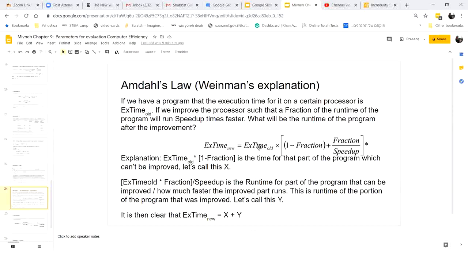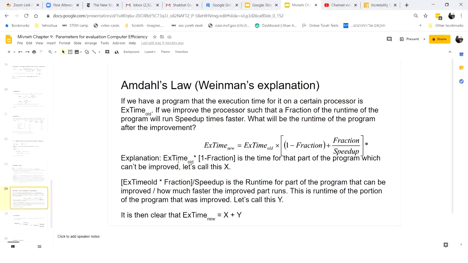Now it's not our denominator, it's just sitting here, because it's a slightly different equation, because we're multiplying it. In other words, we're going to take this and multiply it by the old time, and that's how much faster the new time will be. If it's this number times this, it will give me the new execution time.